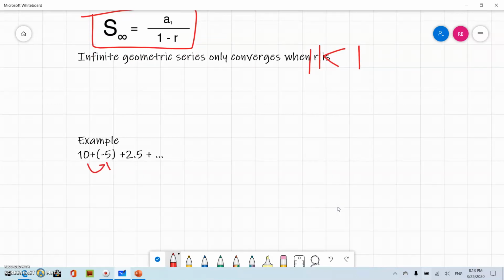Let's figure out what my R is. It's -1/2, isn't it? And then the absolute value of -1/2 is less than 1. So then we can plug it into our formula. S of infinity, so the infinite series of this, is a1, which is 10, over 1 minus -1/2. Isn't that kind of cool that even though it goes forever, it converges? And this is 6.6 repeating. Okay?